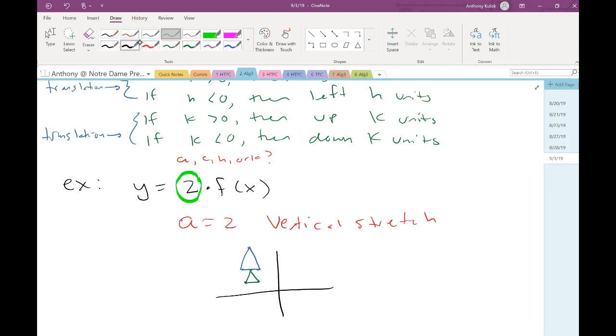Now, eventually we want to move away from thinking about these transformations in regard to shapes and start thinking about them in regard to functions, and we'll move more in that direction tomorrow. But this is fine for today.